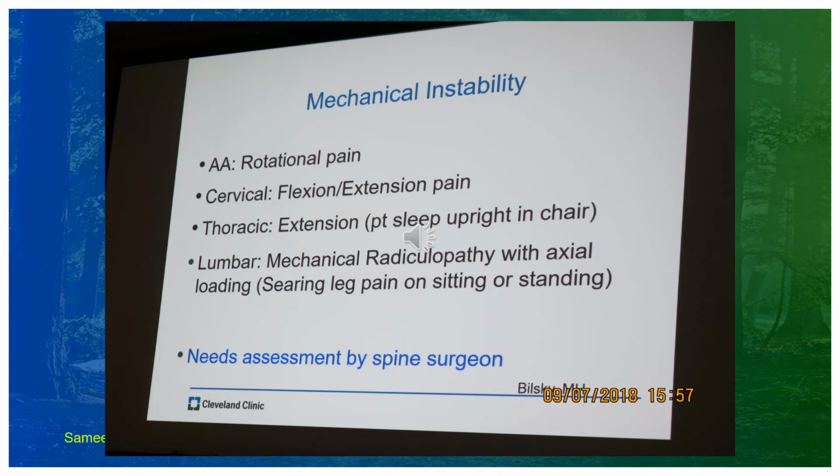In the lumbar spine, mechanical radiculopathy with axial loading. That's to say, they get increased pain or leg pain on sitting or standing. These symptoms need to be assessed by a spine surgeon.